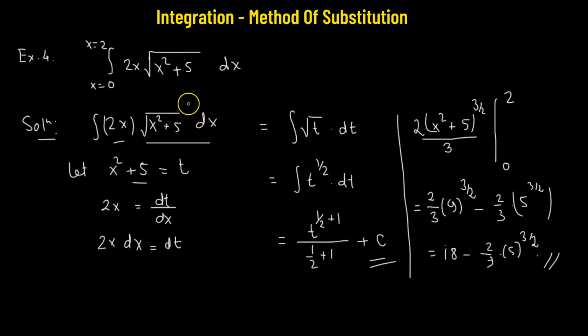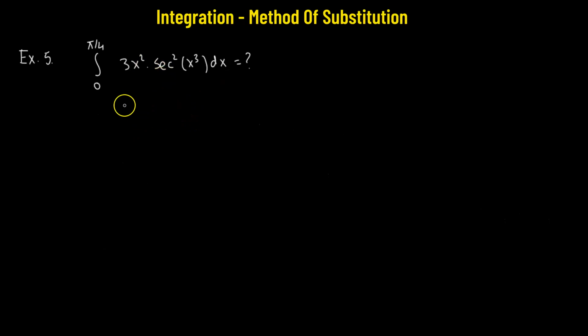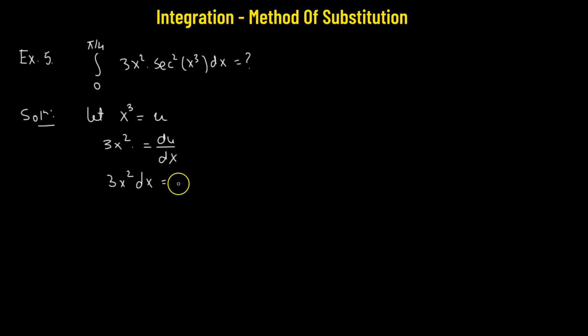Let's do one more problem. Let's obtain the value of this given integral. So we will consider x cubed to be equal to our variable u. Taking its derivative with respect to x gives us 3x squared equals du over dx. If we cross multiply, we have 3x squared dx equals du. So what we'll do this time, we'll do a change in variable as well.